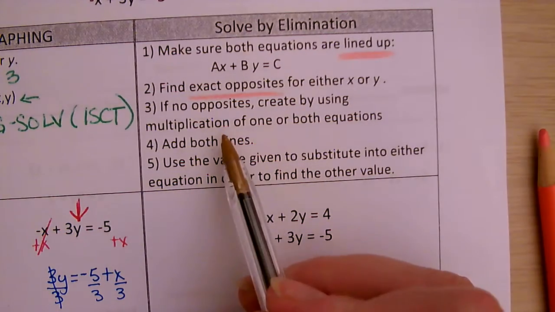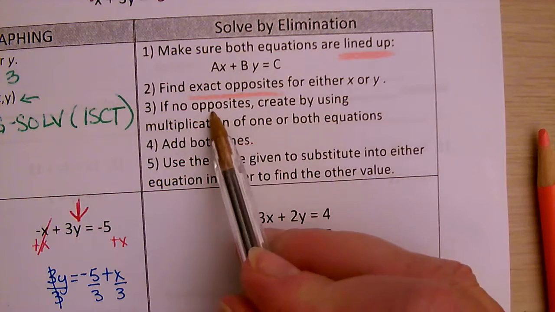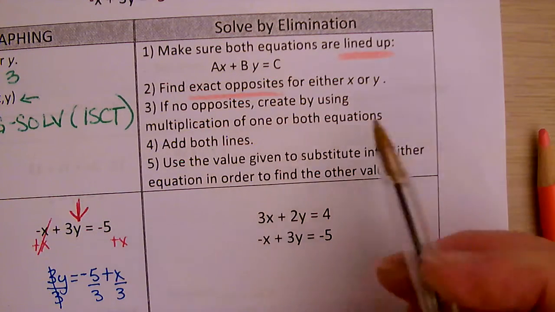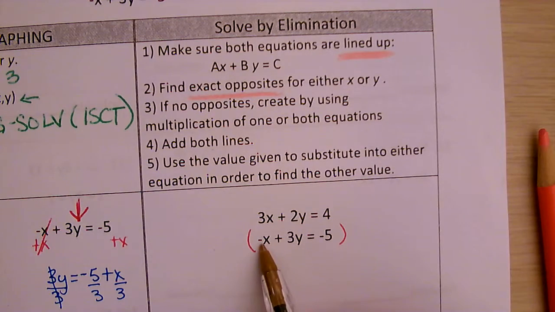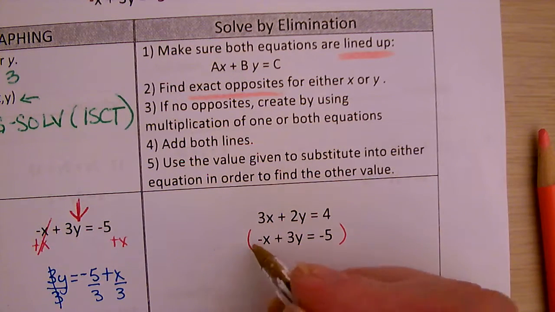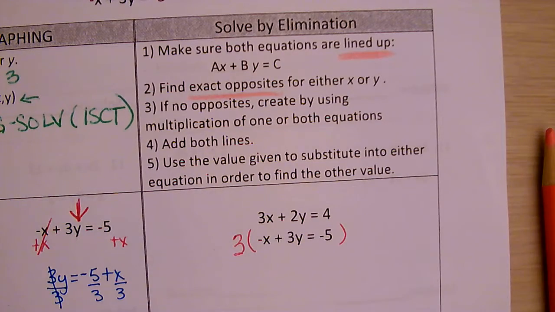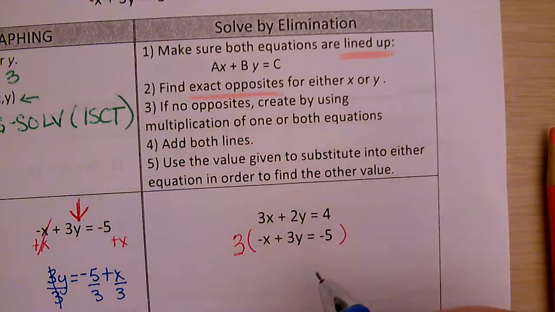What I'm going to have to do is use step 3. I'm going to create opposites by multiplying. And I'm going to multiply this bottom one because this is a blank slate. That's just plain, there's nothing there, so I can put any number I want right there. So I want to match the 3, so I'm going to multiply by 3. If you're not sure what we're doing, just hold on, you'll see in a minute.